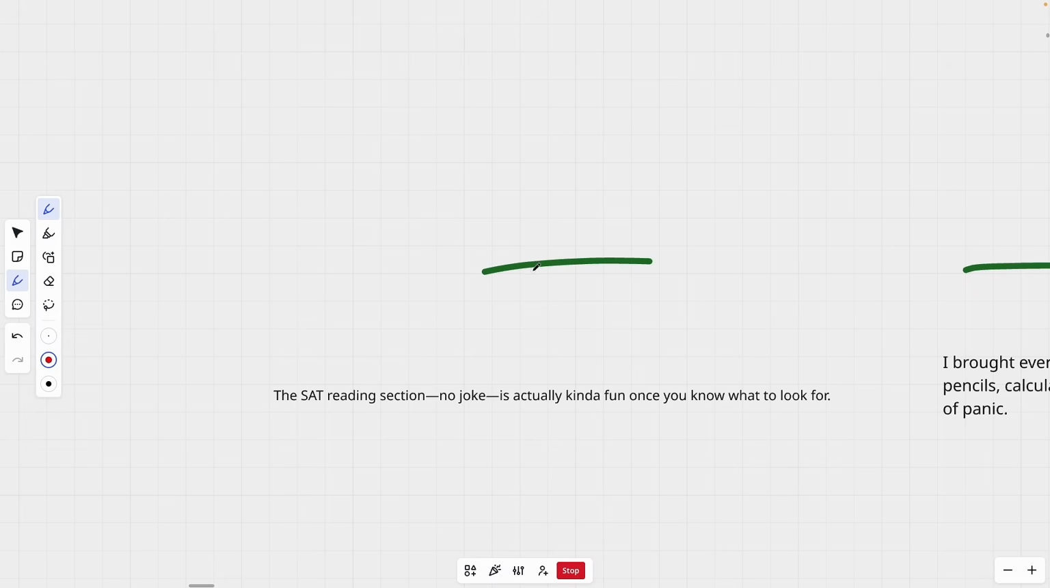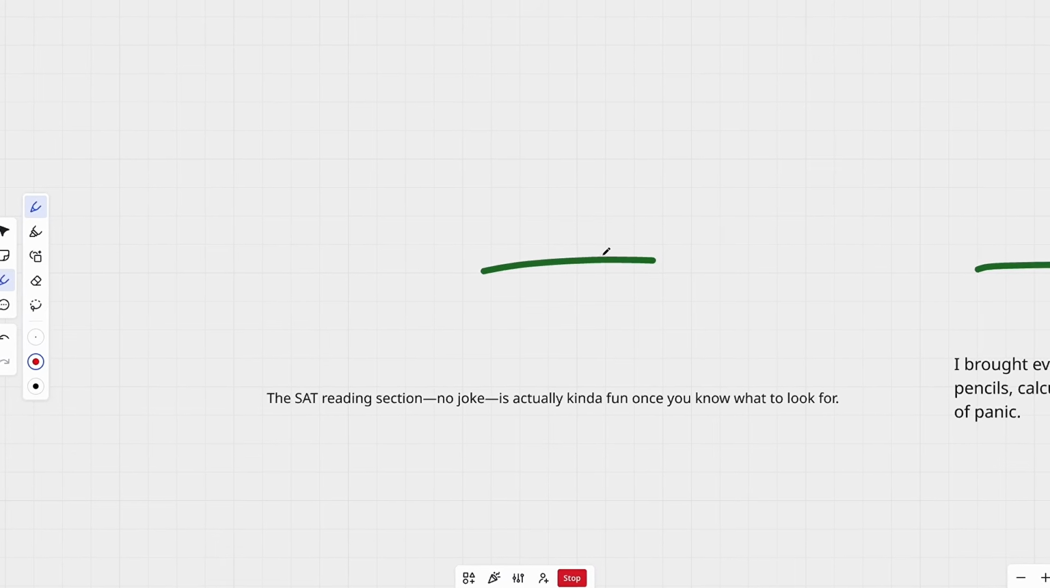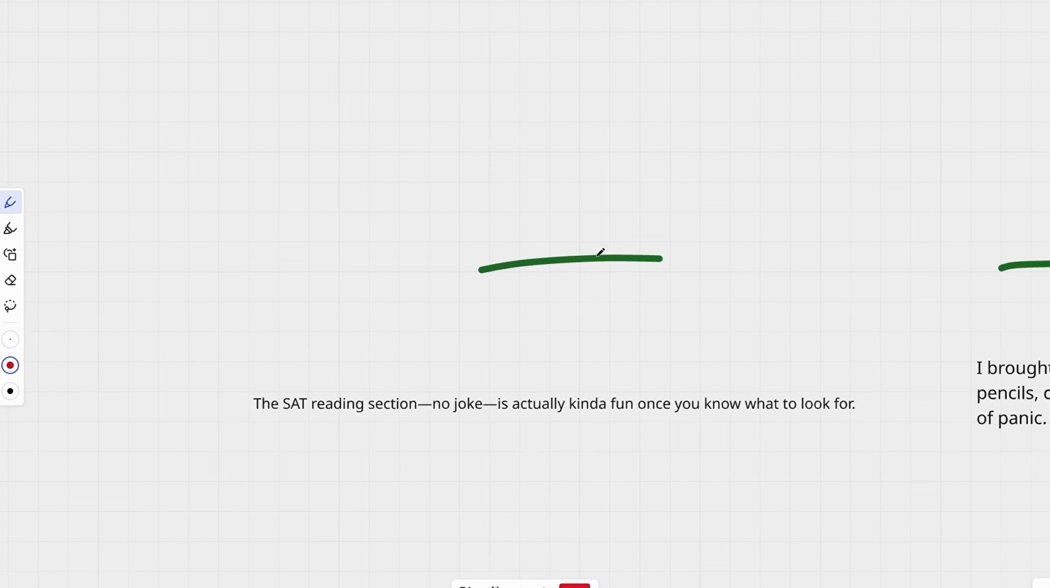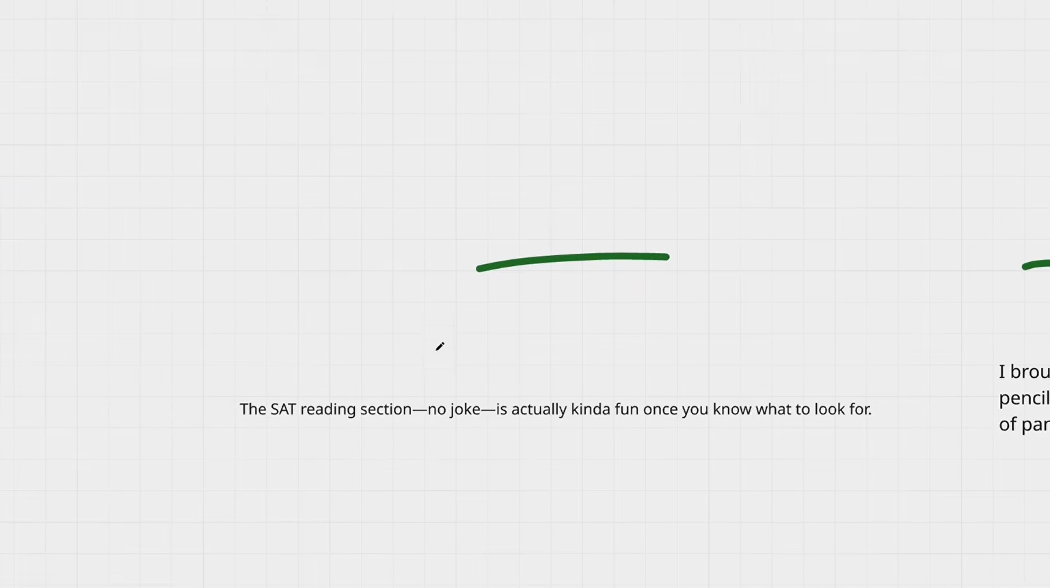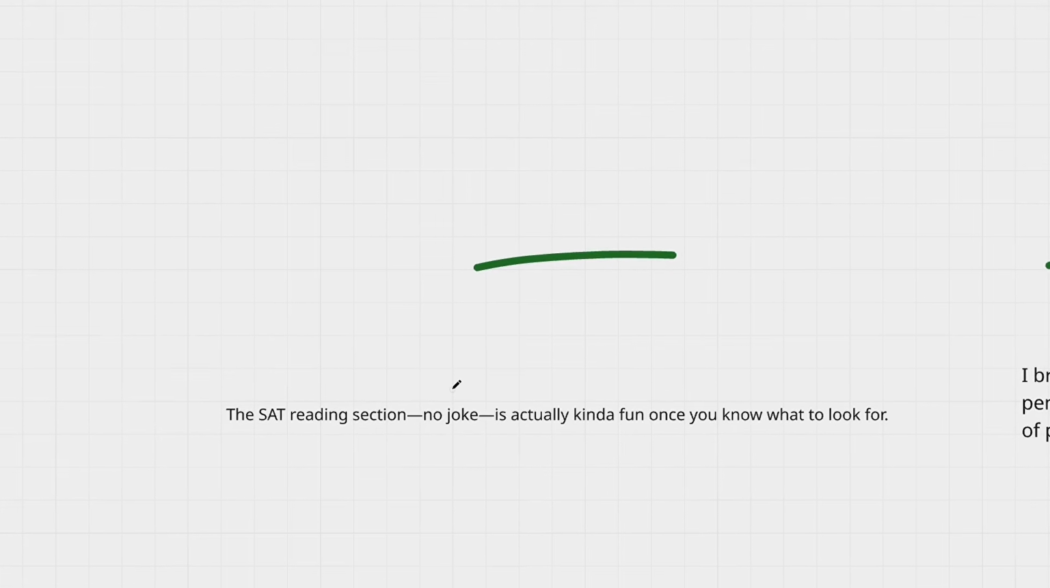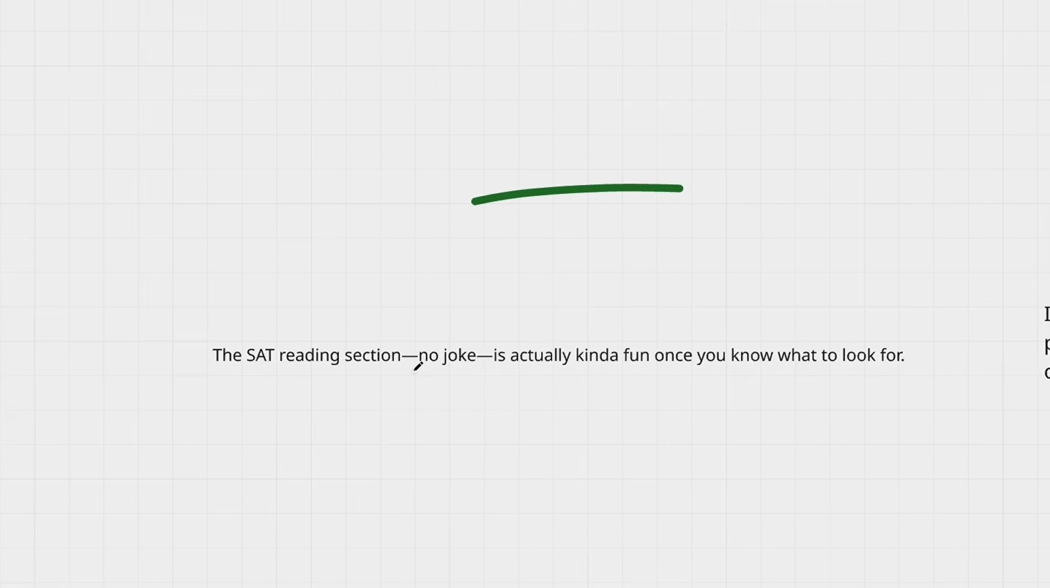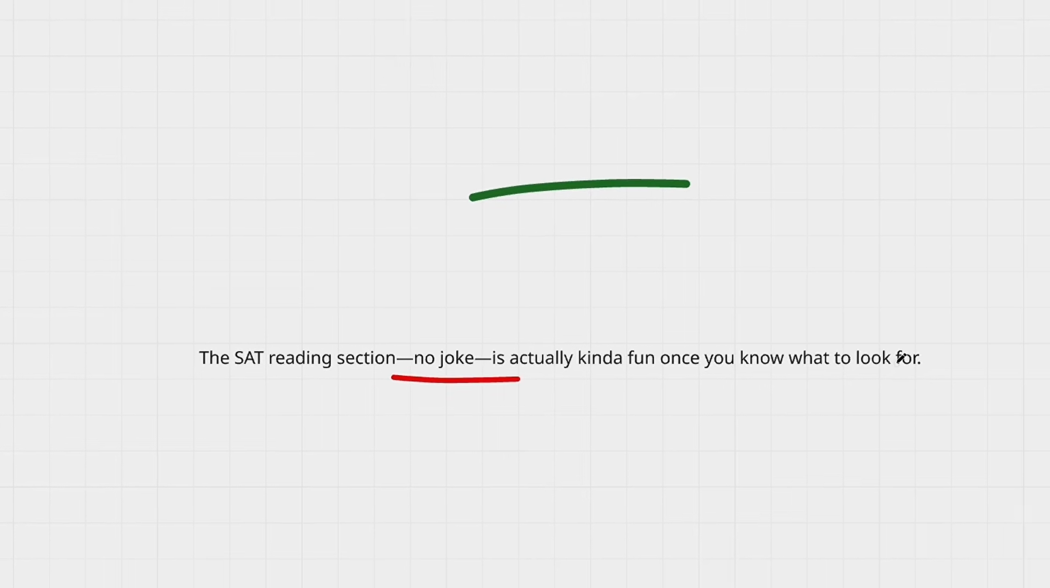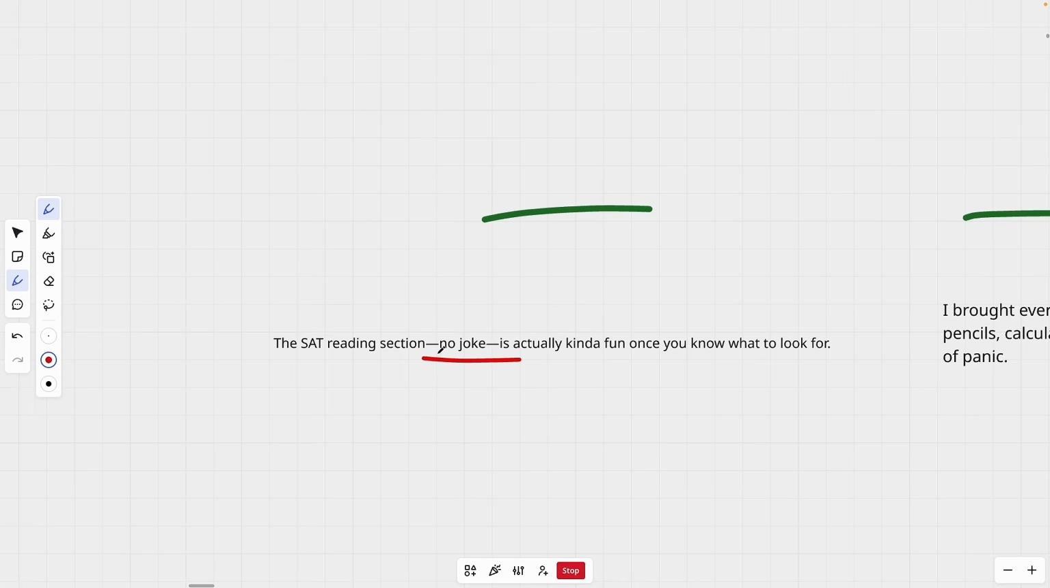This is supposed to be a hyphen. It represents unnecessary information. When I say unnecessary information, I don't mean information that is pointless. I mean information that you don't need to be able to understand the sentence well enough. So look at this, the SAT reading section, no joke, is actually kind of fun once you know what to look for. Hyphens separate this part, no joke, and you need a hyphen on both sides of it.